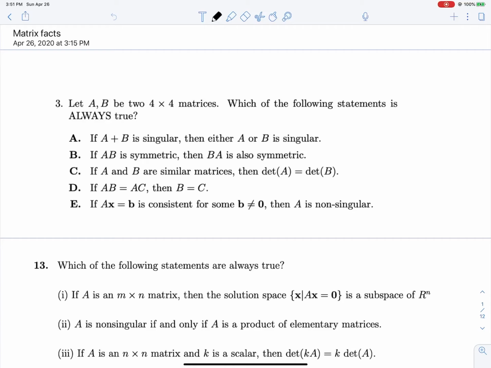But for now, we're going to be solving everything, which is great. Okay, let A and B be two 4x4 matrices. Which of the following statements is always true?